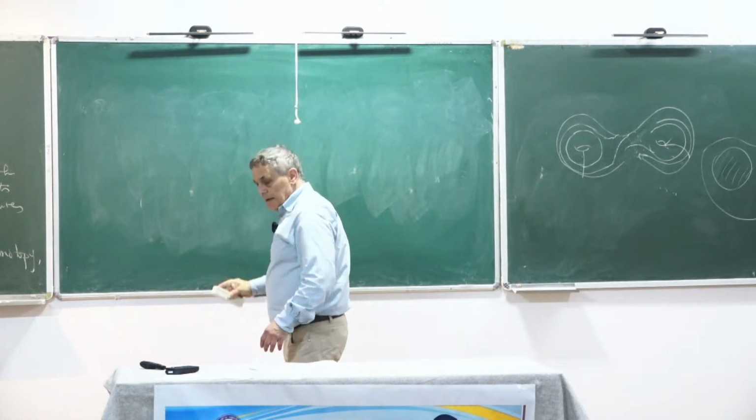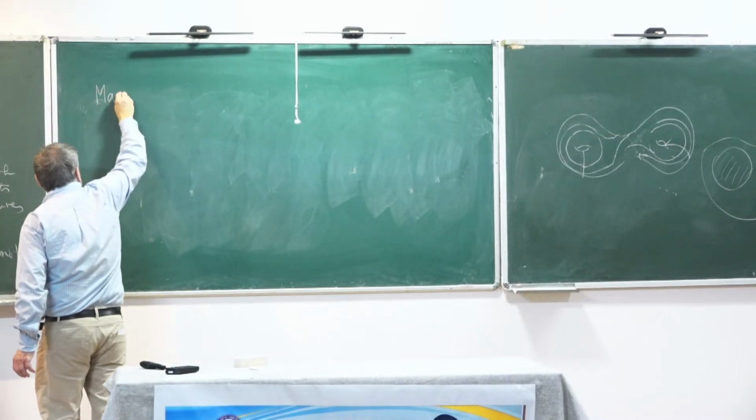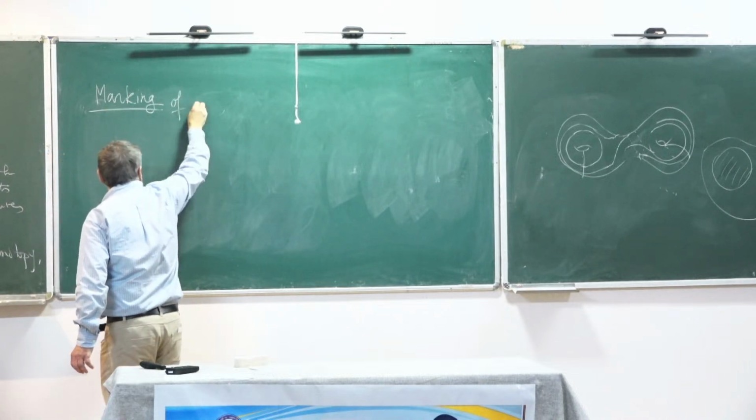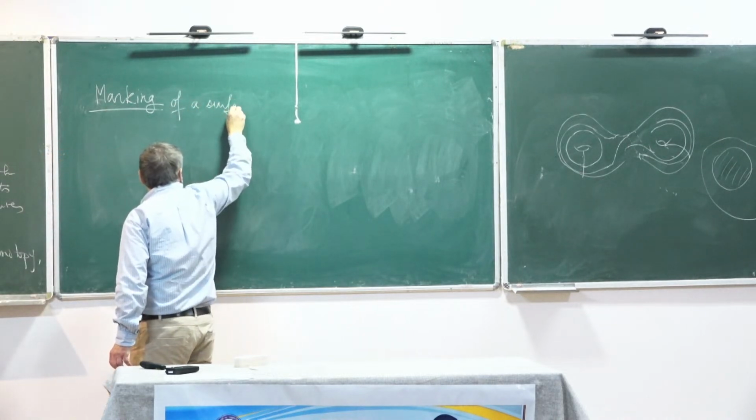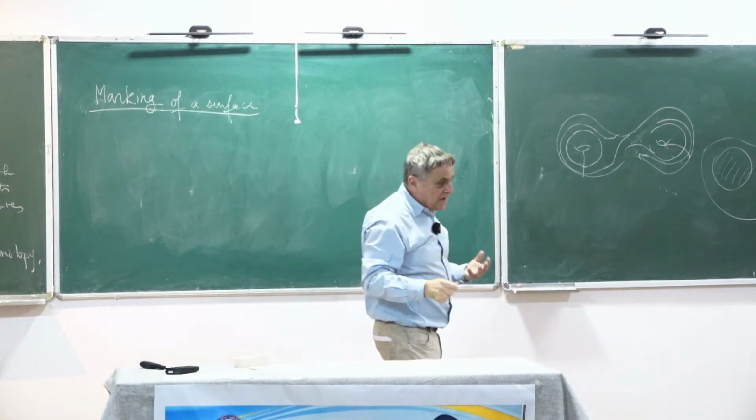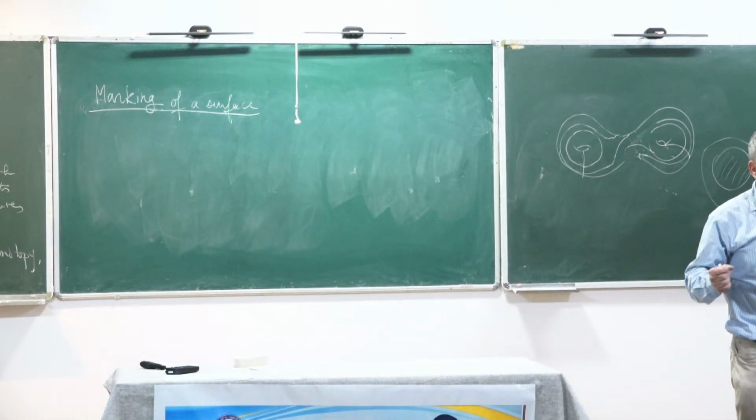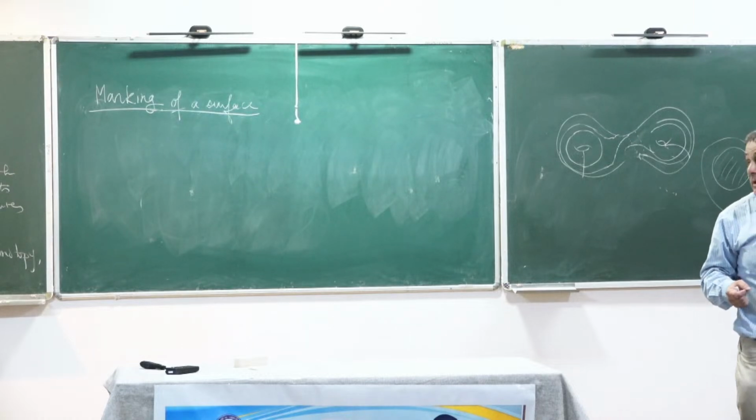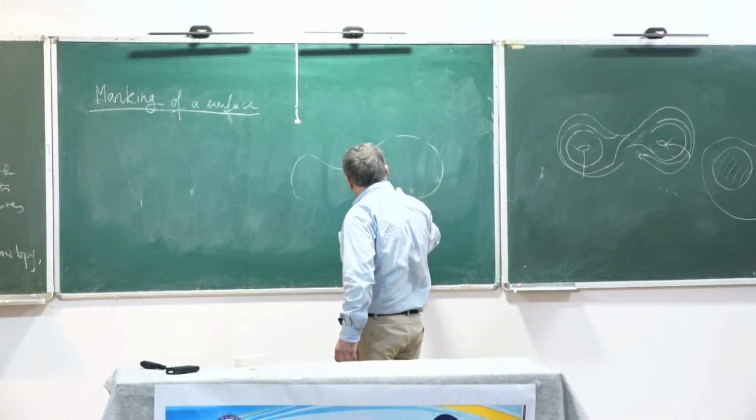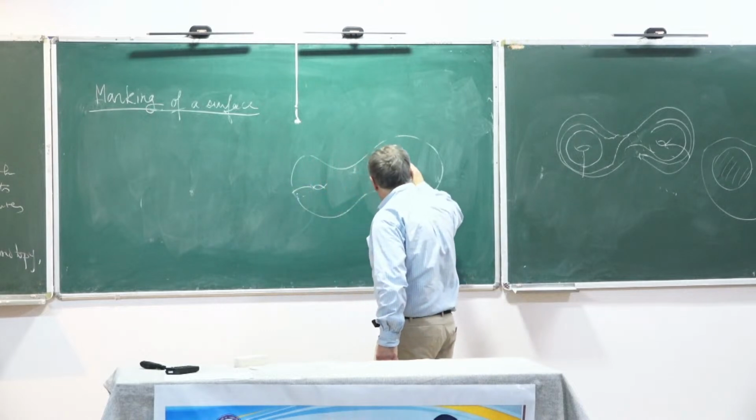Let me remind you that we talk about a marking of a surface. In fact, to define the marking, I tried to do it precisely. It's always more complicated than what is the real matter. You see, I have a surface. Again, I have this surface, and I have this curve, and I have this curve.